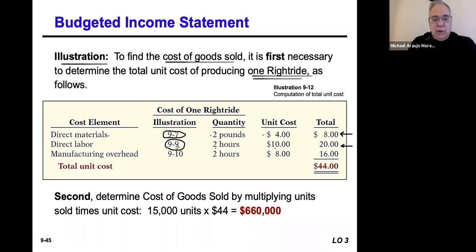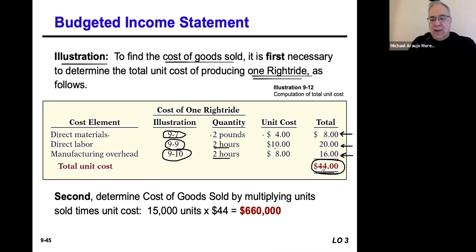And we know from budget illustration 9-10 that the overhead is based on labor hours. So if it takes 2 hours of labor, it's also going to take 2 hours for manufacturing overhead at $8 per unit, $16. So the cost of goods sold for one unit of ride is $44.